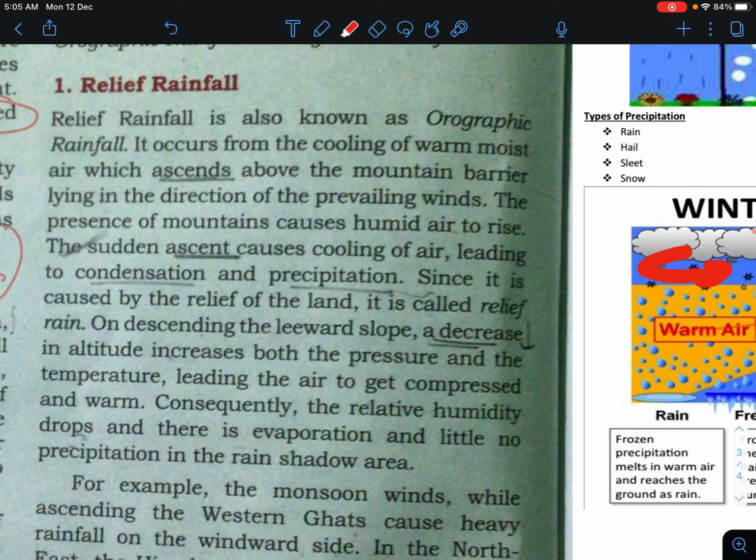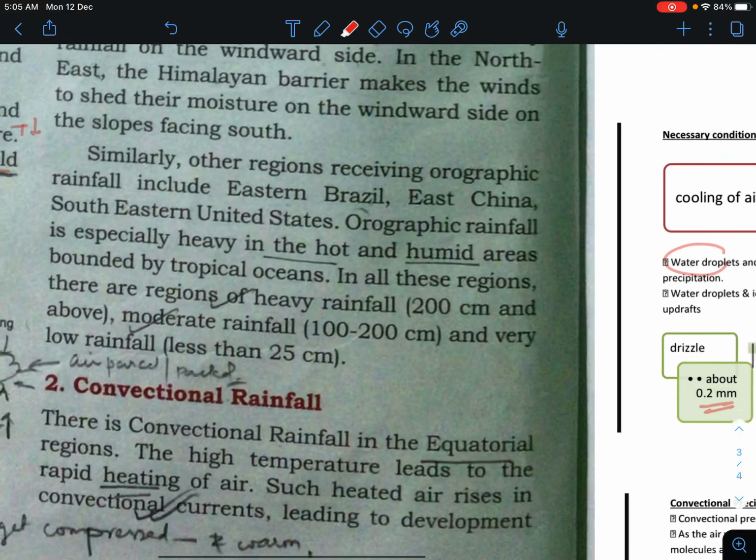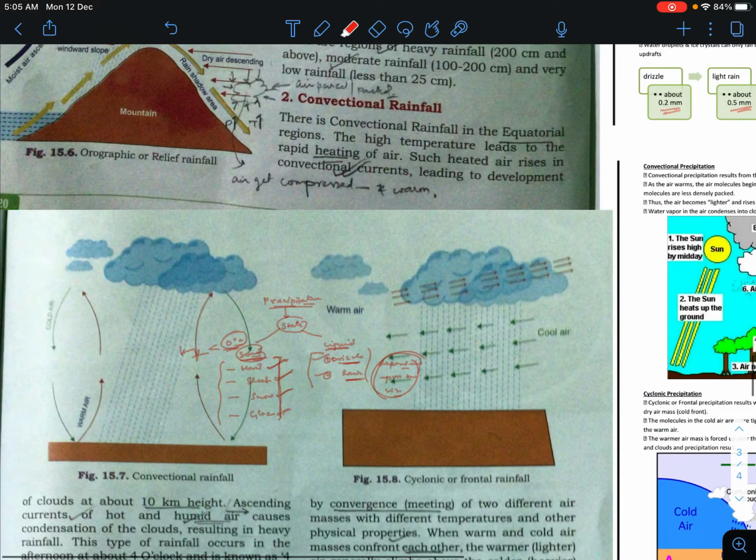Relief rainfall. What is relief rainfall? Relief rainfall is also called orographic rainfall. Very important. Relief rainfall is also known as orographic rainfall. It occurs from the cooling of warm, moist air which ascends over a mountain barrier. Means we are talking about this.